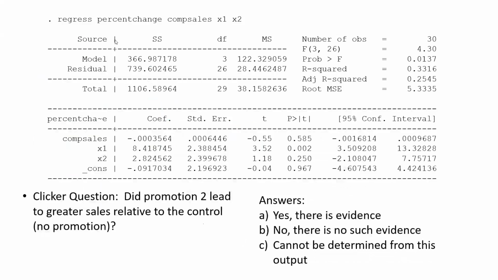So we run the regression, and the question for you now is, did promotion 2 here lead to greater sales relative to the control, no promotion? You see promotion 2 corresponds to X2, and I will leave you to answer this question and move on to the next slide.